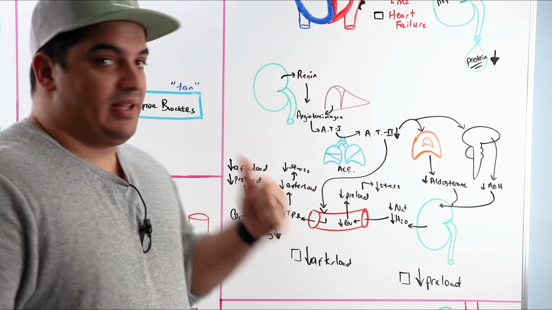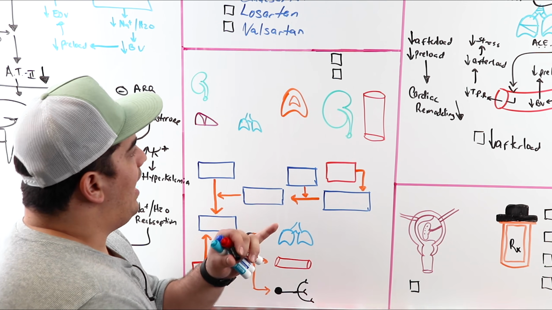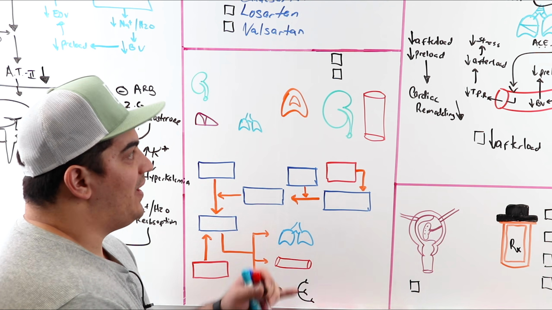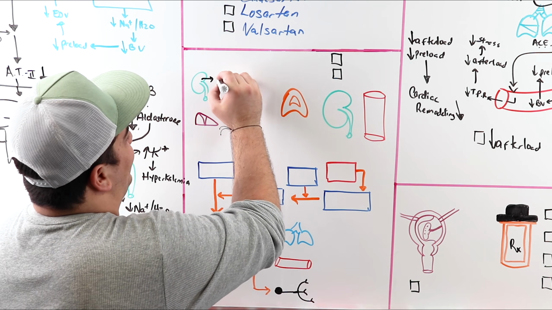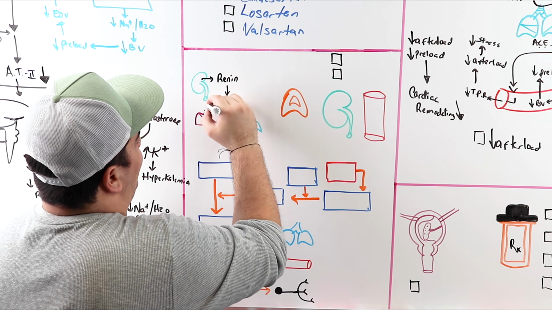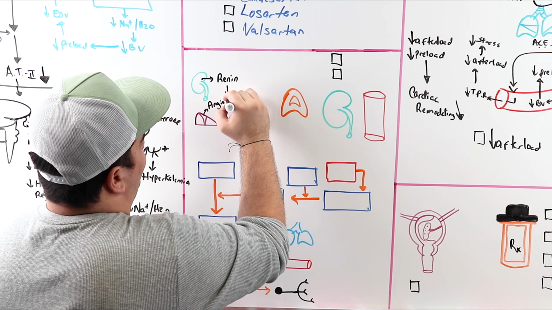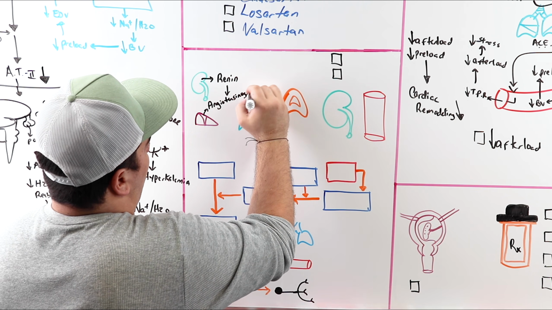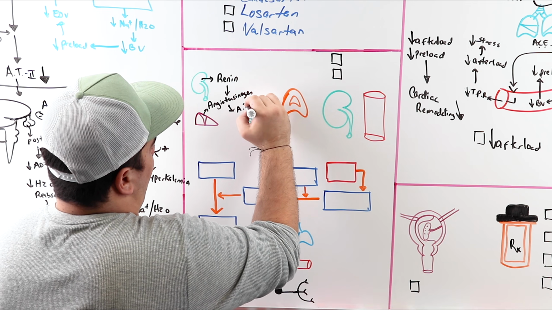Now let's go ahead and talk about some of the potential side effects. All right, so now side effects. Let's make this very simple. You guys will never forget this mechanism, right? The kidney makes renin. Renin is actually going to cleave angiotensinogen into angiotensin 1.